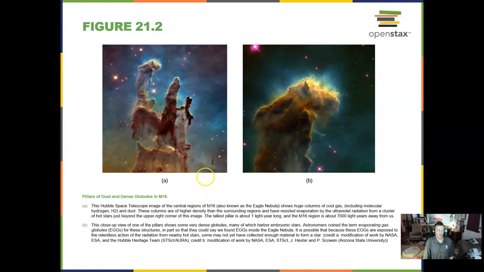Here we see what has been dubbed the Pillars of Creation, also known as M16. This gas cloud is a star-forming region, baby stars being born up there at the top. You need gas, you need dust to make stars.